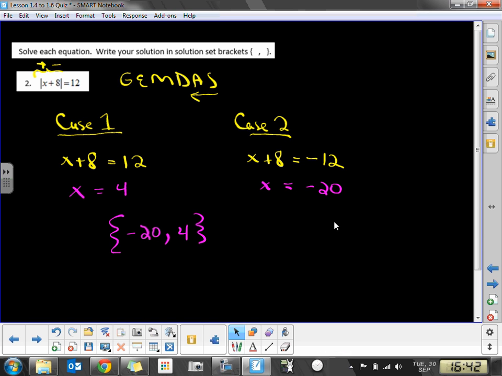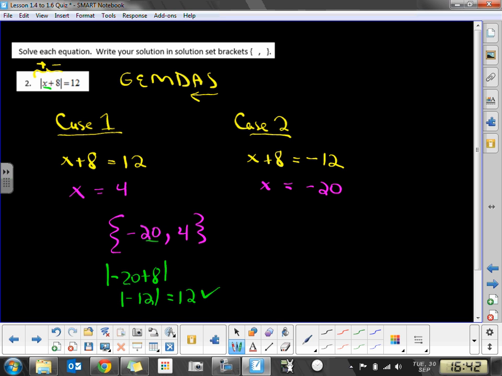It would be wise to double check your answer, so I could double check this very quickly. You take a negative 20 plus 8, take the absolute value. That's a negative 12. The absolute value is 12, so that checks. The other one I can do is take the absolute value of 4 plus 8. I'm substituting our 4 this time and making sure that's equal to 12, and that's the absolute value of 12, which is 12, and that checks.